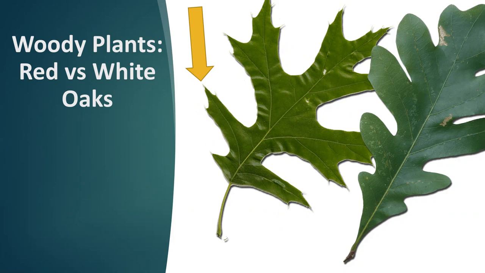And if you look at the tips of the red oak lobes, you'll notice what many people call bristle tips. It looks like a very short pubescent hair on the tip of those lobes. And that is the defining characteristic between a red oak and a white oak. So if you ever see a red oak leaf and it's got those bristle tips, that's gonna let you know it's a red oak.